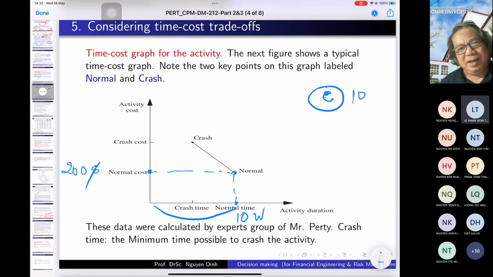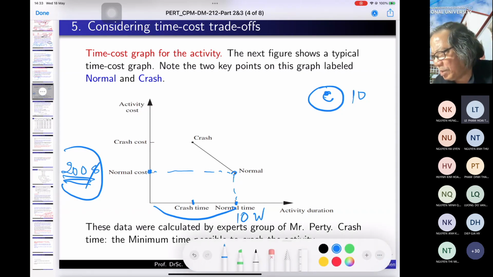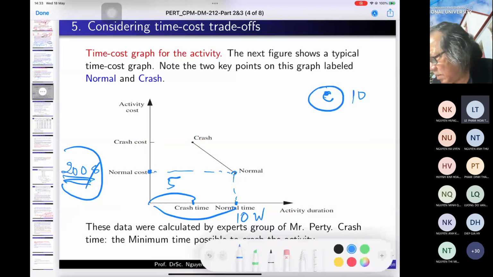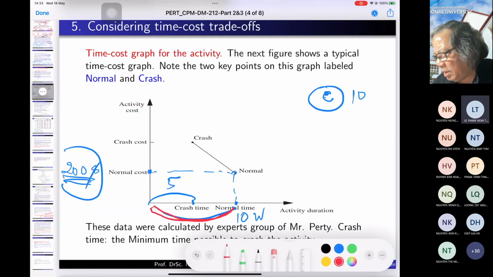That is not in the table we had before. In the table we had before, we don't have the money. But now, if you want to crash, you need to calculate this. The calculation is not hard, it's easy. You know that 200. And now you have to calculate like this. If you crash, instead of 10 weeks, you crash it into, okay, 5 weeks, for example. So that means the normal time is here, and the crash time is here.